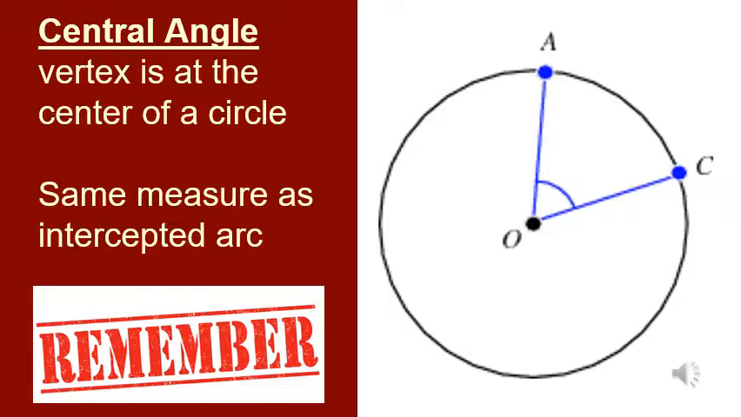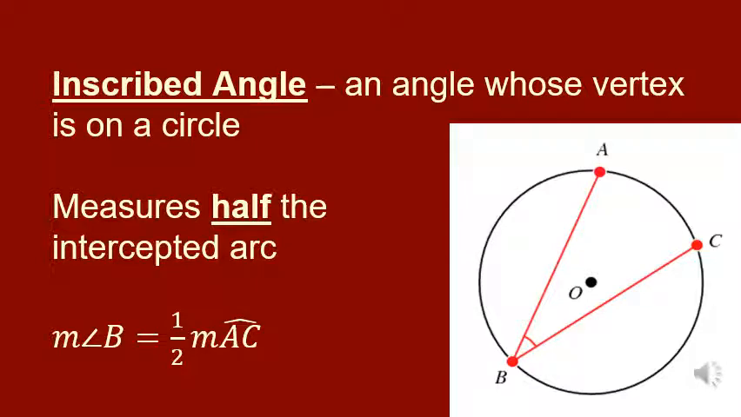That leads into a new term that we need to learn this week, and it's the term inscribed angle. An inscribed angle is just an angle whose vertex is right on the circle. It's not at the center, and it's not on the interior anywhere. It's on the circle itself. So in this picture, angle B, or angle ABC, is an inscribed angle.